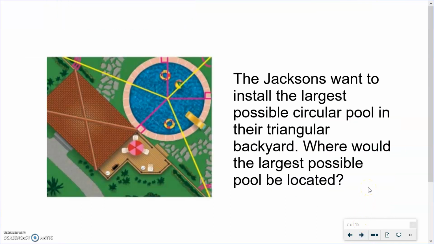On the other hand, if we had a triangular backyard and they wanted the largest possible circular pool in their triangular backyard, we would decide where that was located by using the incenter, because we want it to be inside of that triangle, okay, that center point inside that's the same distance from all the sides, not the vertices, okay?